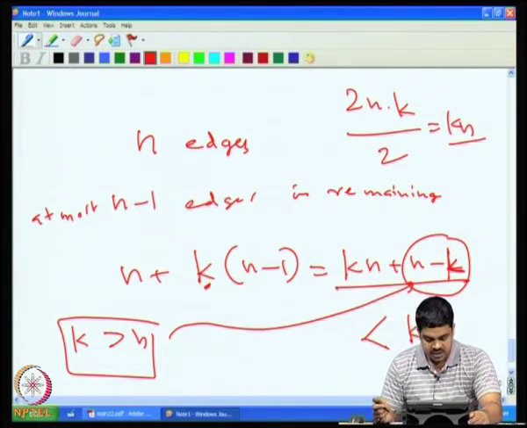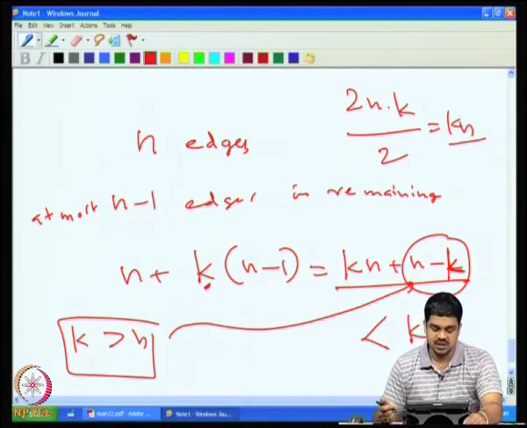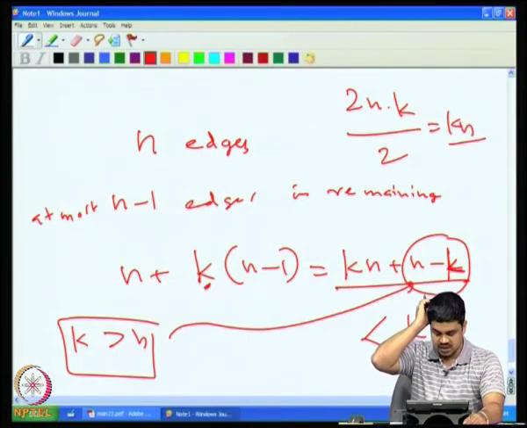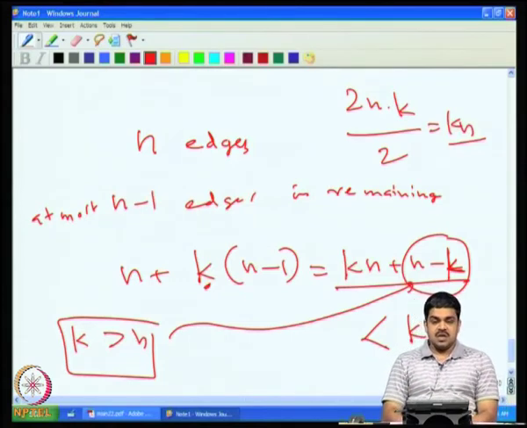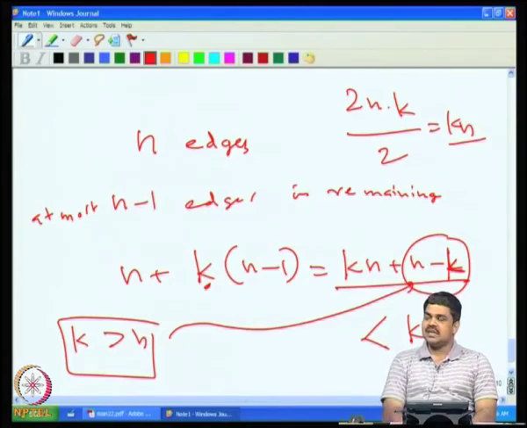So we can infer that it is not possible to have a coloring using just k plus 1 colors, there should be k plus 2 colors. That is interesting, because regularity as such tells us that we need k plus 1 colors, but in the case of a dense regular graph, where k becomes greater than half the number of vertices, we need k plus 2 colors.